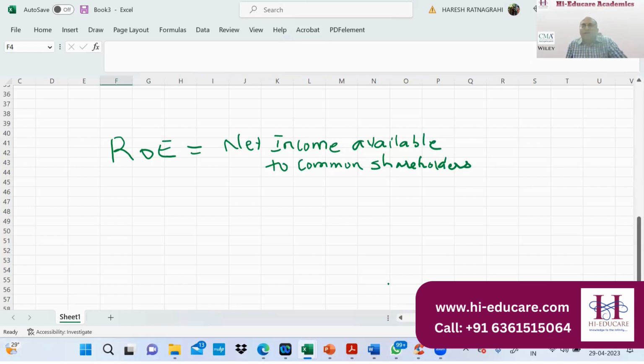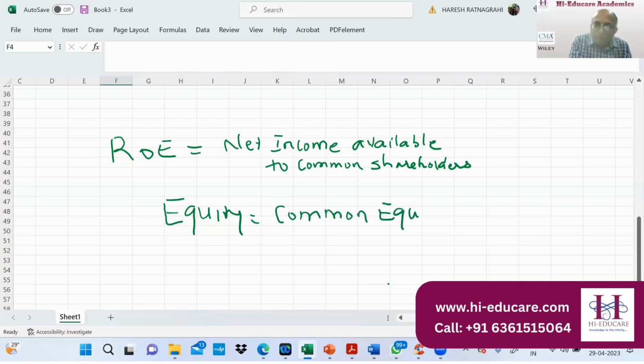Because if you see, the equity definition is wide. Equity means preference equity and common equity. Equity means common equity and the preference equity. Like they are lending money to the company, right?